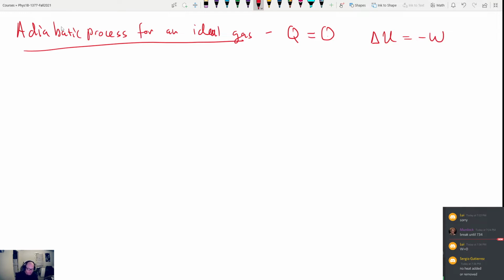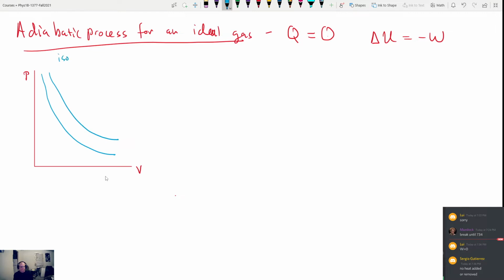So as an example of this type of process, let's draw a PV diagram. So we plot pressure versus volume on this axis here. And we're going to look at two what are called isotherms. So we're going to have one that's going to go like this. We're going to have one that goes like this. We call these isotherms.